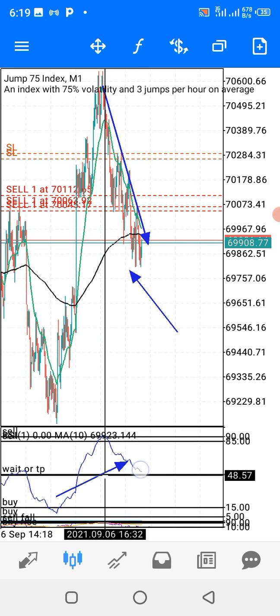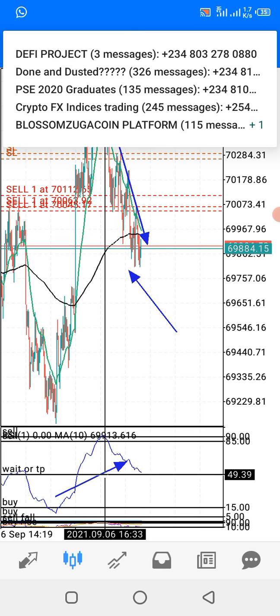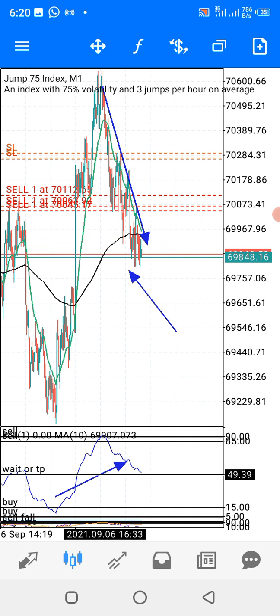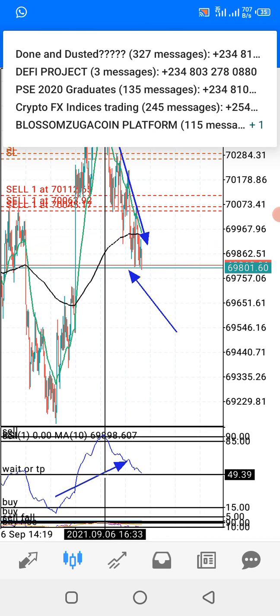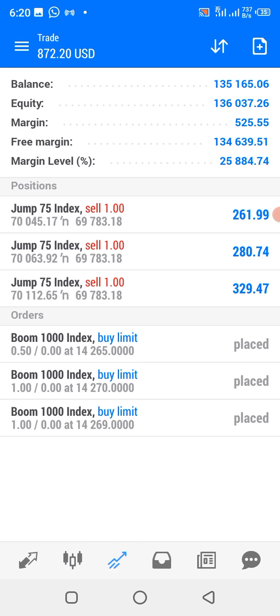Or if the market is actually going against you, then what you need to do is to close at some little profit. Okay, please. That's what you need to do. You can see we are just riding the profit. We are just riding the profit. This is now $800 plus.